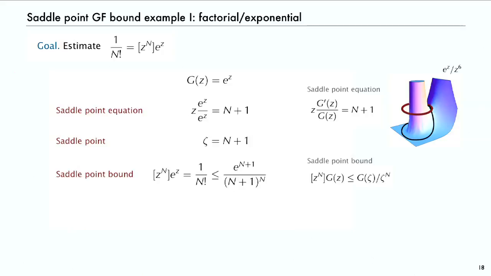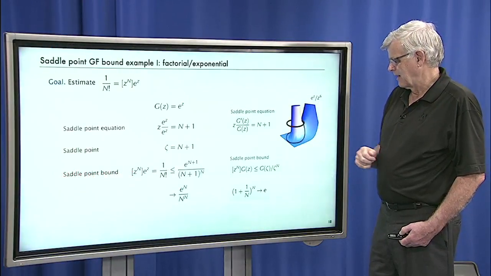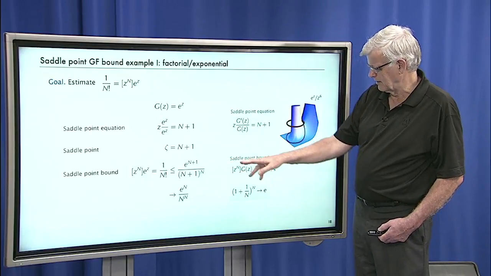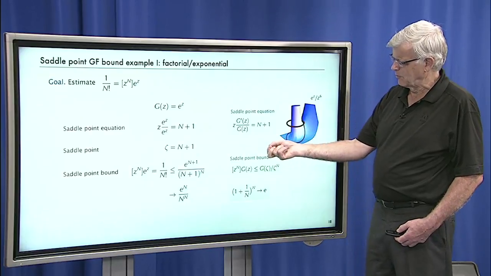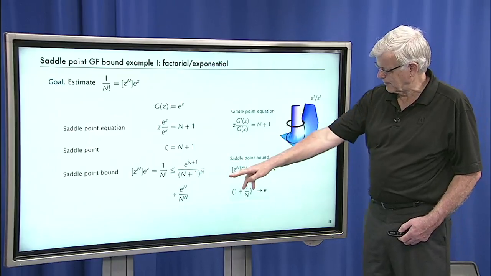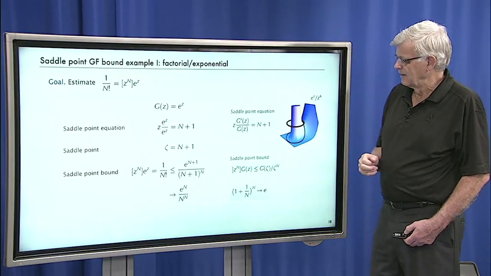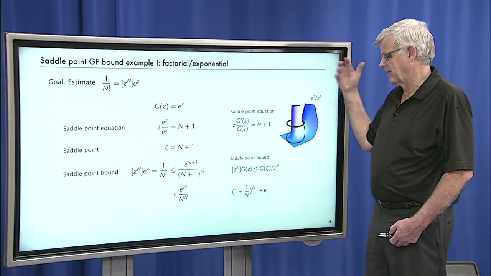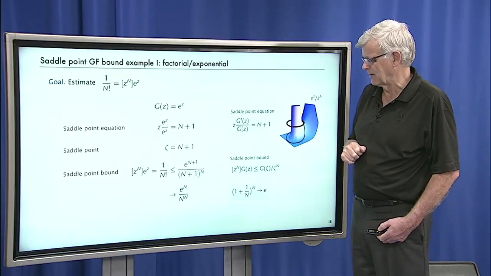And then the bound is just e to the zeta over zeta to the n, which is e to the n plus 1 over n plus 1 to the n. So that's the saddle point bound. Now, if you want to do a little more accurate asymptotics on that, 1 plus 1 over n to the n goes to e, so that's about e to the n over n to the n. And I'm just doing this as a sketch now because we're working with bounds, so we can be more precise and carry it out to more asymptotic accuracy if we wanted.